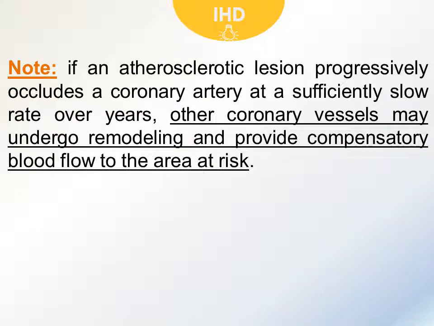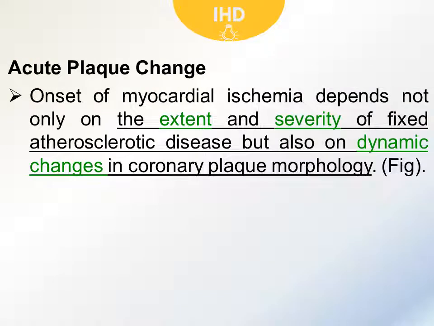If an atherosclerotic lesion progressively occludes a coronary artery at a sufficiently slow rate over years, other coronary vessels may undergo remodeling and provide compensatory blood flow to the areas at risk. Now the acute plaque changes. The onset of myocardial ischemia depends not only on the extent and severity of fixed atherosclerotic disease, but also on dynamic changes in coronary plaque morphology.